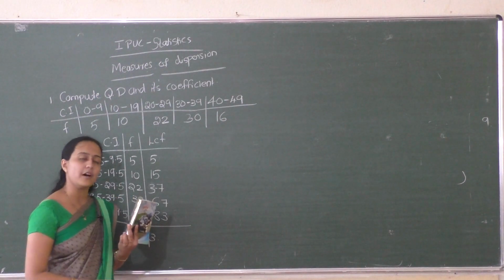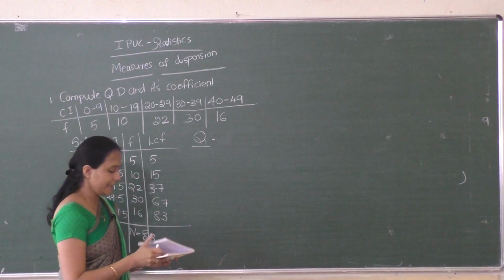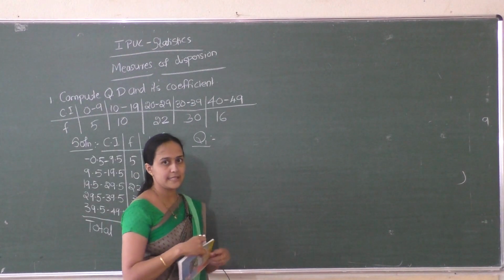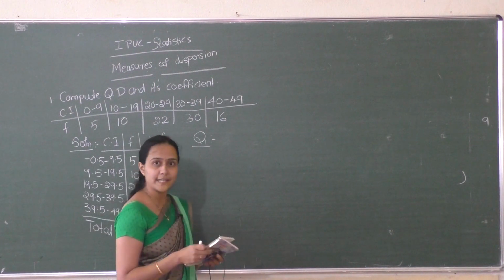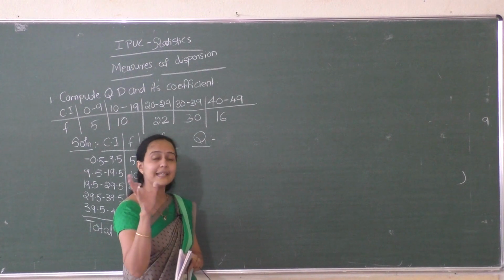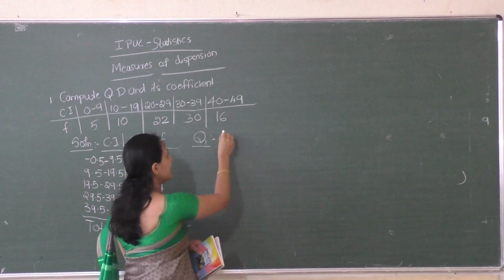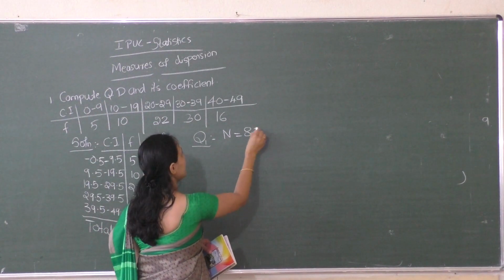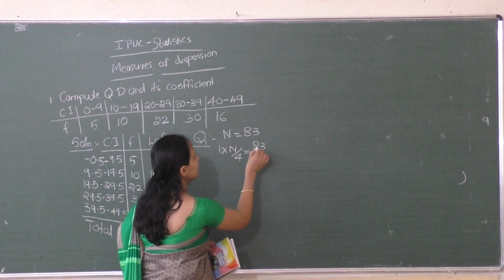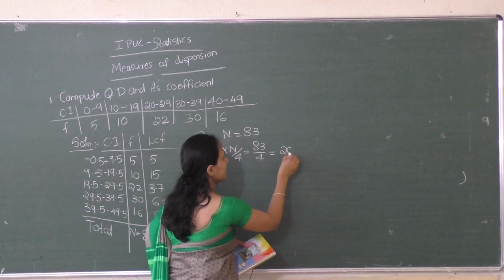Next apply the formula. For finding Q1 in raw data and discrete series, we used N plus 1 by 4, isn't it? But in a continuous series, what we do is take capital N by 4. N plus 1 is not required there. Capital N is 83, so 1 into N by 4 is 83 divided by 4, which is 20.75.